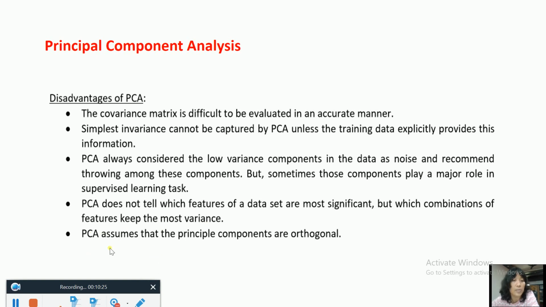And the last limitation is that PCA assumes that the principal components will lie on the orthogonal or on the diagonal of any feature space. So these are the disadvantages of principal component analysis.